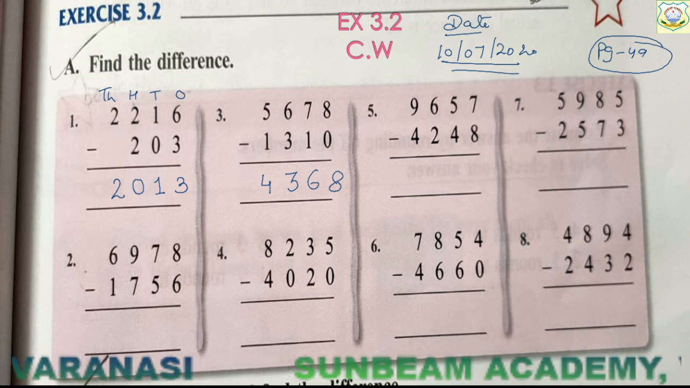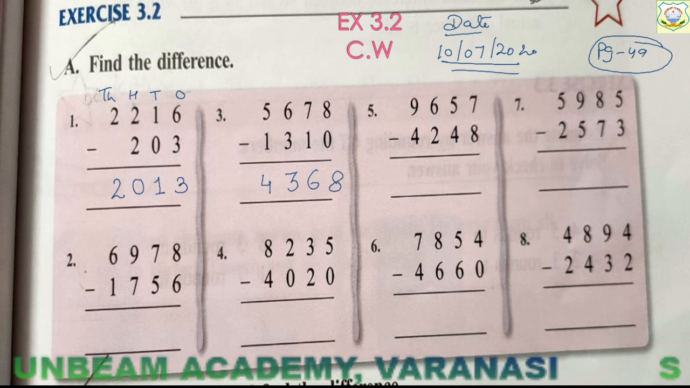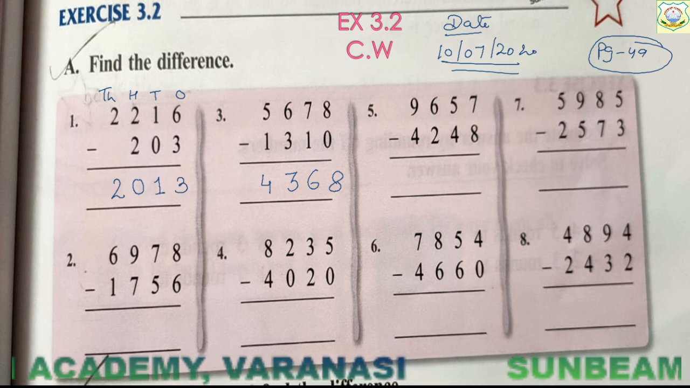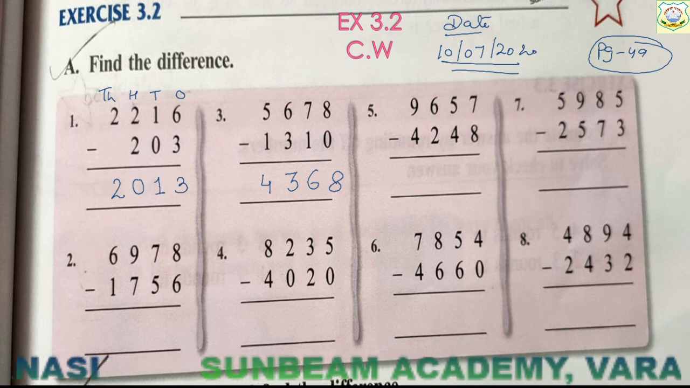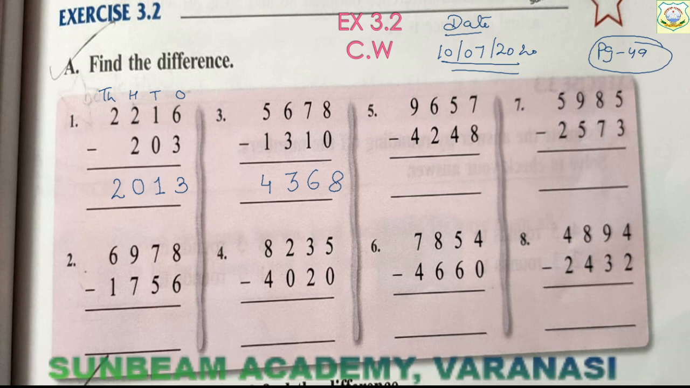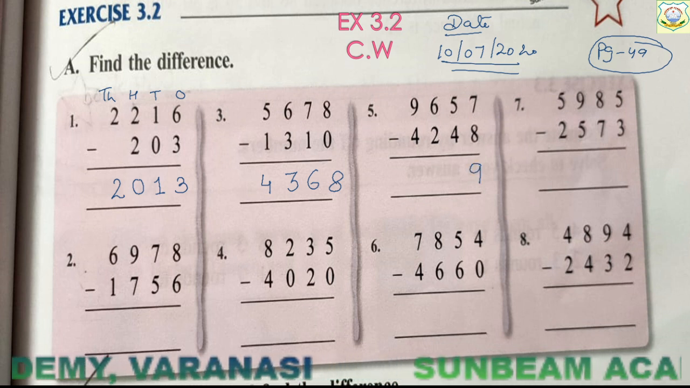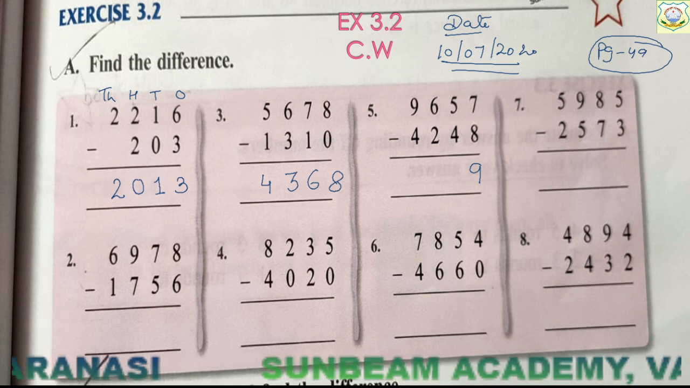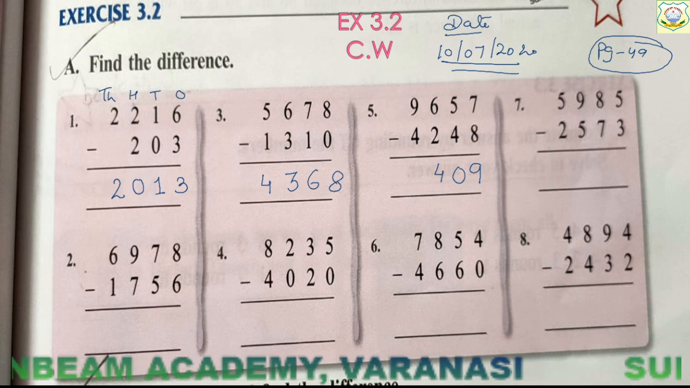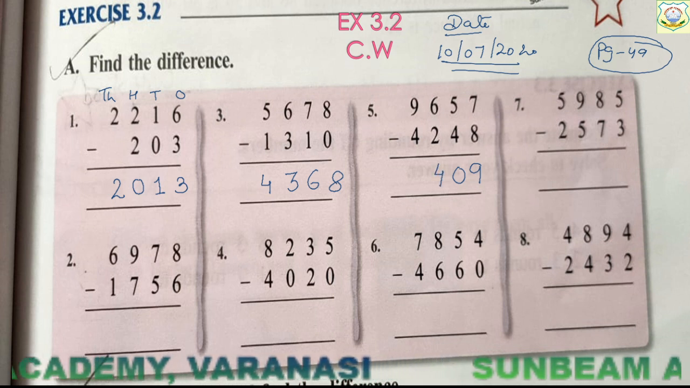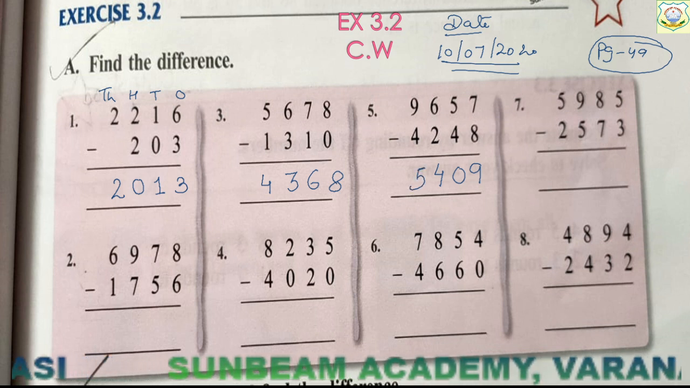So 9657 minus 4248, right? First we have to take a borrow. So this will be 17 now. 17 minus 8 is 9. So now 4 minus 4 is 0. 6 minus 2 is 4. And then 9 minus 4 is 5.